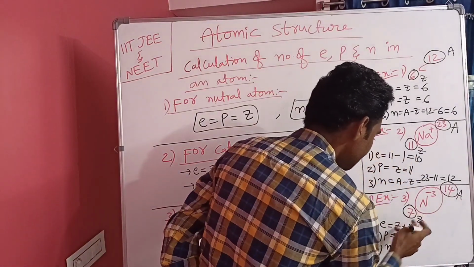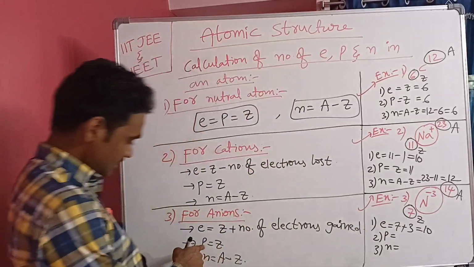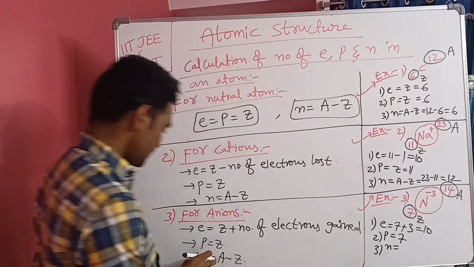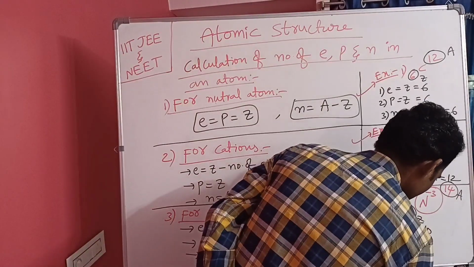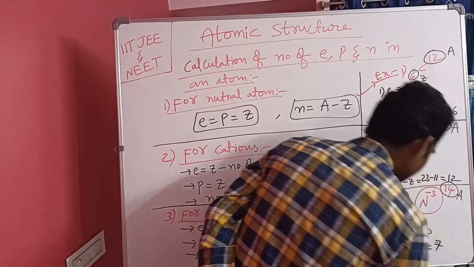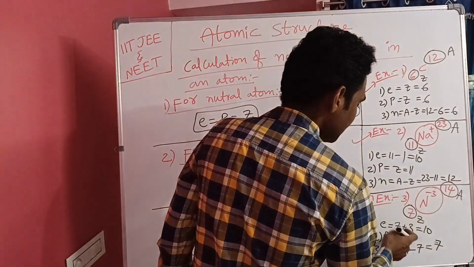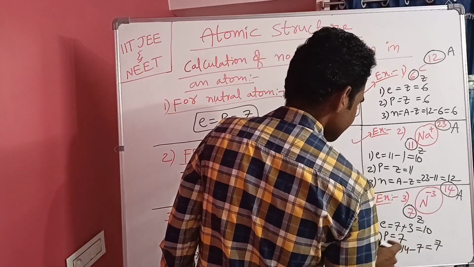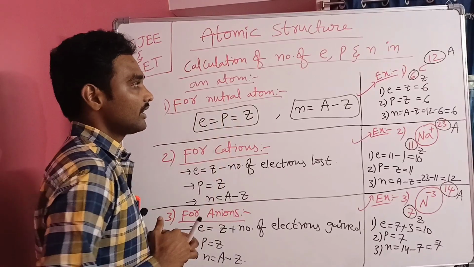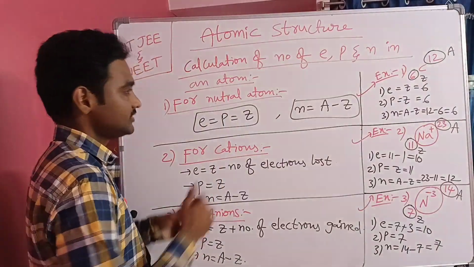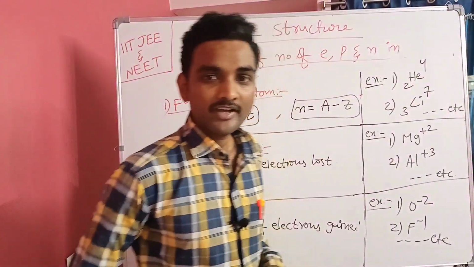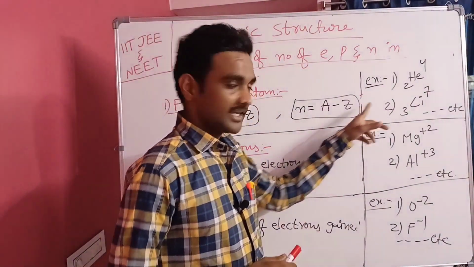And the number of protons is equal to Z. Z in the sense, how much? 7. Next, the number of neutrons, A minus Z. A value 14 minus 7 is equal to 7. Remember, so in N minus 3 there are 10 electrons, 7 protons, 7 neutrons. This is simply about the calculation of the number of electrons, protons, neutrons. Once you have to try for all the atoms. Have you understood?